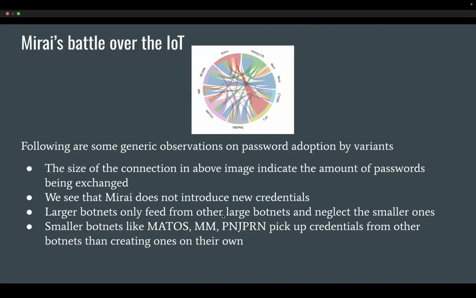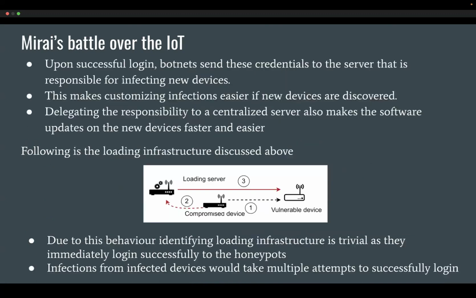Larger bots only feed from other larger bots and they don't adopt passwords from smaller botnets. However, smaller botnets like Matos, MM, and so on, if you see, they have a much larger strain here, which means that they pick up credentials from one another and build their credential lists from each other.